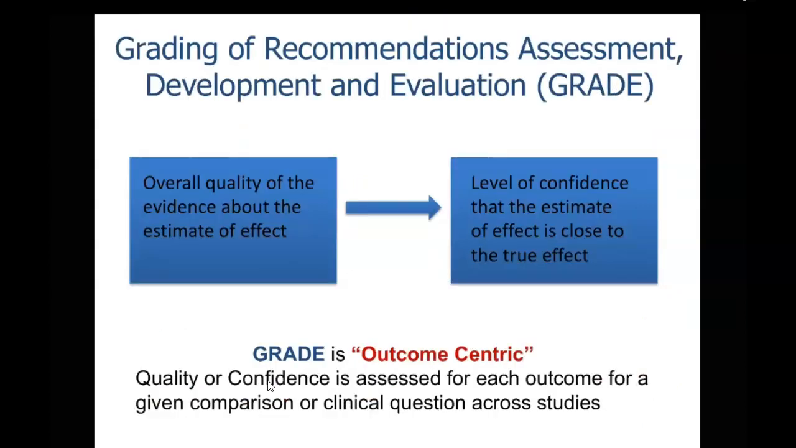So the overall quality of evidence about the estimate of effect has a lot to do with a level of confidence that the estimate of effect is close to the true effect, right? So it actually has an impact. So GRADE is outcome-centric, which I think makes it a valuable tool in using it in systematic reviews in the medical field.